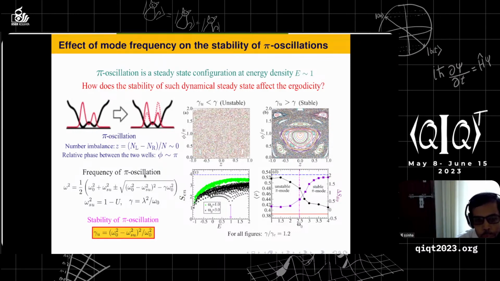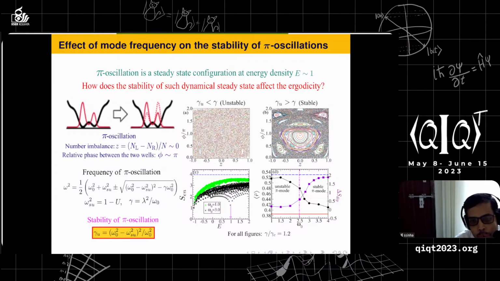Typically, this pi oscillation forms not exactly at the center, but at some energy of this energy band, where the classical energy is of order 1. And there we investigate the influence of this pi oscillation on the ergodic behavior. From classical simulation, we have seen that when this pi mode is unstable, the phase space becomes completely chaotic, just mixed up, like this figure. When it is in the stable regime, a stable island appears near this pi mode, and a mixed phase space structure emerges.